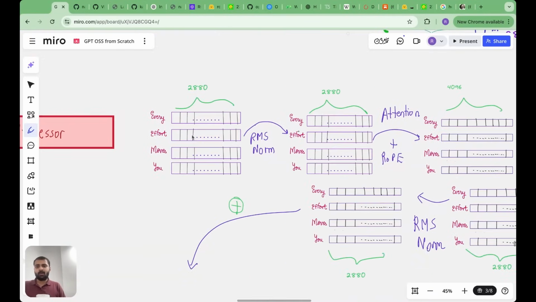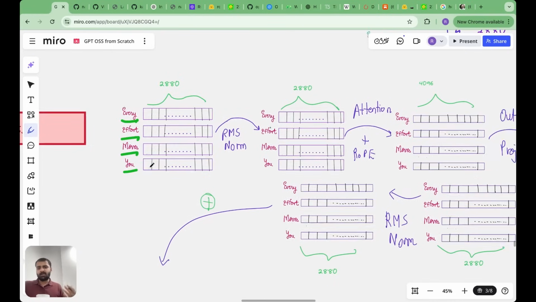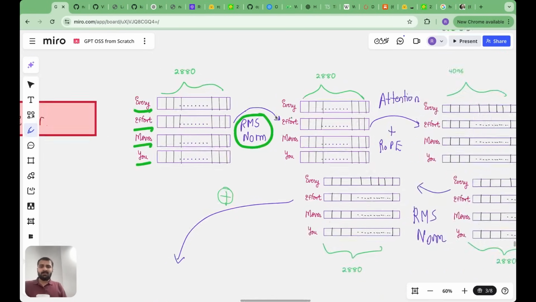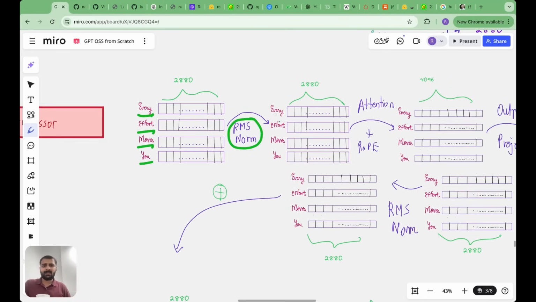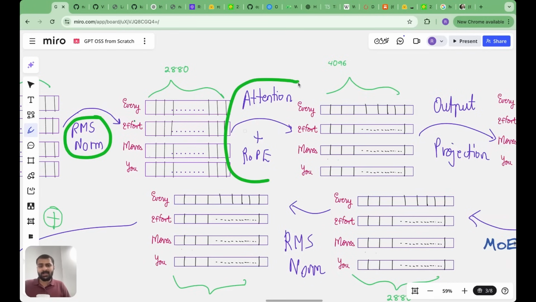Then we go through the processor block. Let's say the tokens are every effort moves you, whatever, for the sake of simplicity. The first step in the processor block is RMS normalization. In the RMS normalization, we divide by the RMS value, we multiply with a scale and then we add a shift. But this operation is at the per-vector level. So the vector dimensions remain unchanged. Also, there is no interaction between one vector and its neighbors. Those interactions happen in the attention block. Now, I have mentioned here attention and rope, but there are several key things to note here.